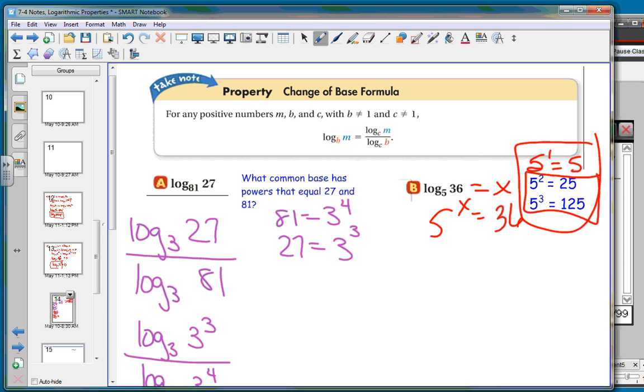Now, are we going to use a log base 5 here? We can't. 36 cannot be expressed with 5 to a power, can it? So what base are we forced to use? 10. We're forced to use log base 10 over log base 10. Now, where does the 5 go and where does the 36 go?